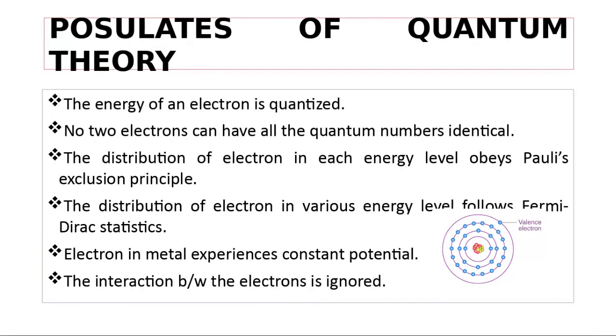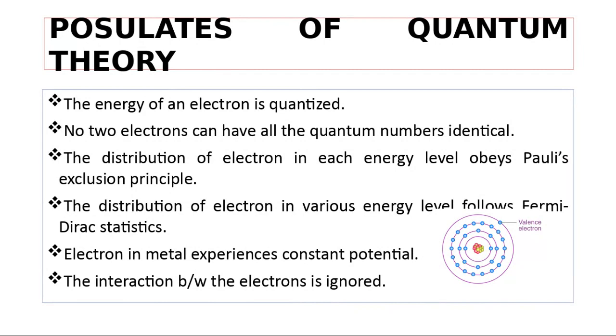Now the postulates of quantum mechanics. What are the postulates of quantum mechanics? What are quantum laws? In classical mechanics, we say electrons obey classical mechanics, and according to classical mechanics an electron can take any energy. That means it has a continuous energy spectrum for the particles in classical mechanics.